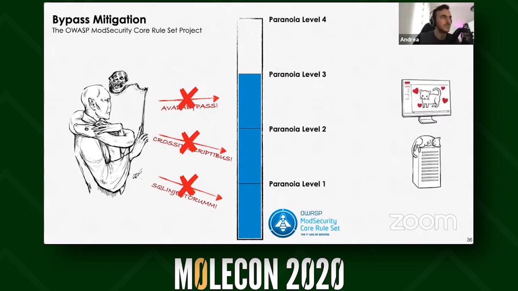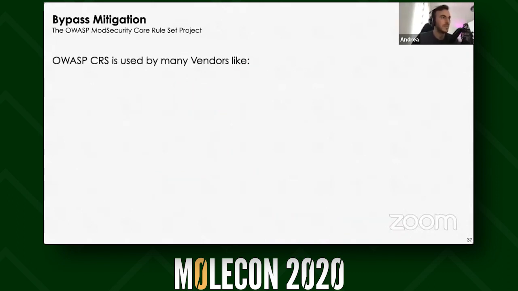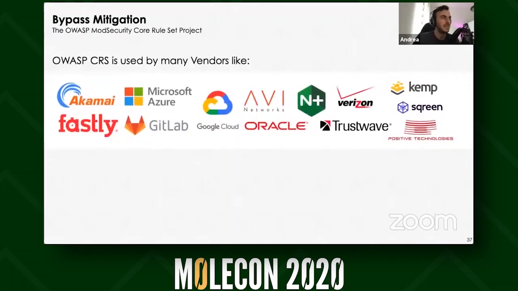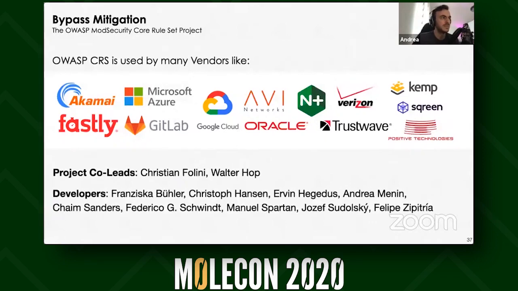The OWASP core rule set is used by many web application firewall vendors like Akamai, like Microsoft Azure, Google Cloud Armor, GitLab, etc. We have 2 co-leads, Christian Folini and Walter Hop. We have almost 10 developers, including me, and we have a lot of contributors from the open source community.